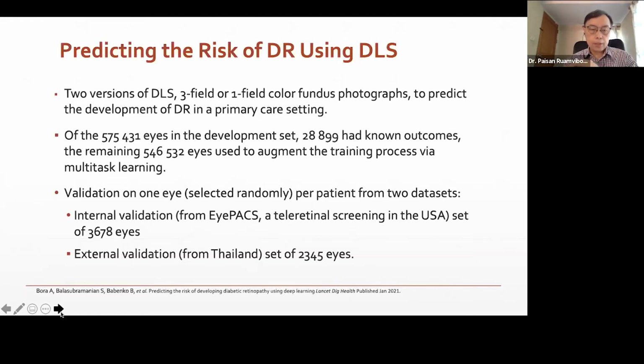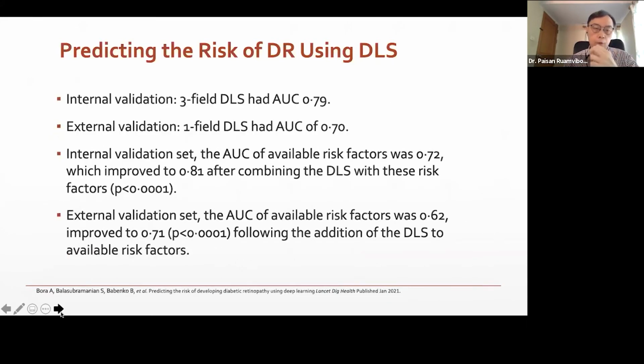The validation in this study was performed in 1 eye, selected randomly per patient, from 2 data sets. The internal validation was performed using the iPad and the tele-retinal screening in the US for more than 3,000 eyes. For external validation, they used data from a Thailand dataset, which has more than 2,000 eyes. You can see that for internal validation, if you use 3-field deep learning, the AUC was 0.8, which is pretty good. For the external validation, if you use only 1 field, the AUC is 0.7.